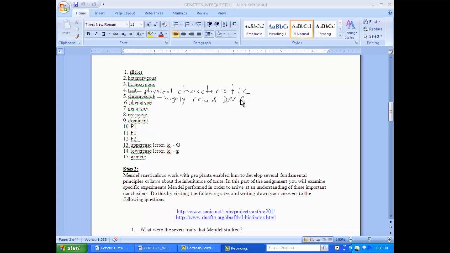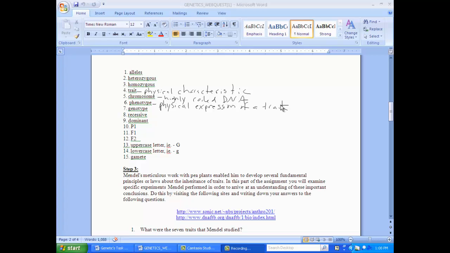Phenotype. Who can explain what a phenotype is? Phenotype is the physical. Yeah, physical. We'll say physical representation of a trait. And the way I told you guys about it last class, I'm not going to say you can always see a phenotype, but a phenotype is the expression of that trait. All right? Physical expression of a trait.